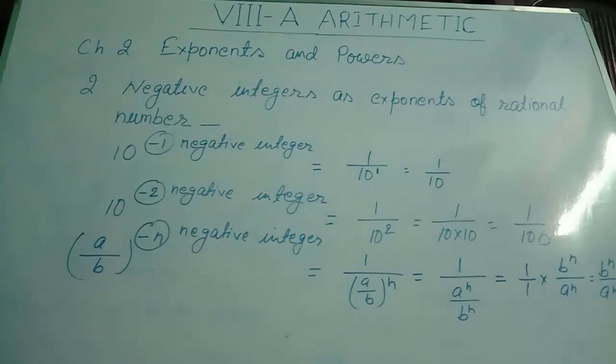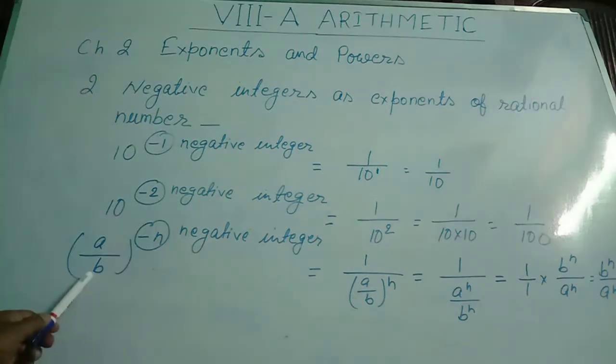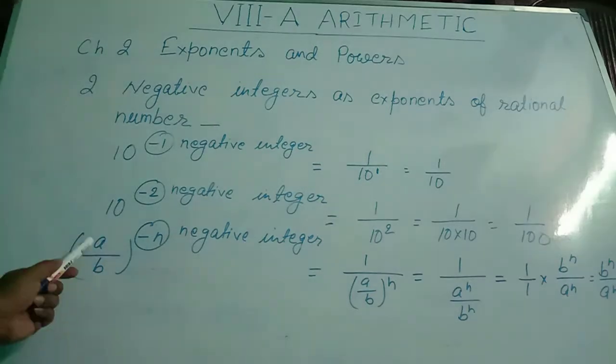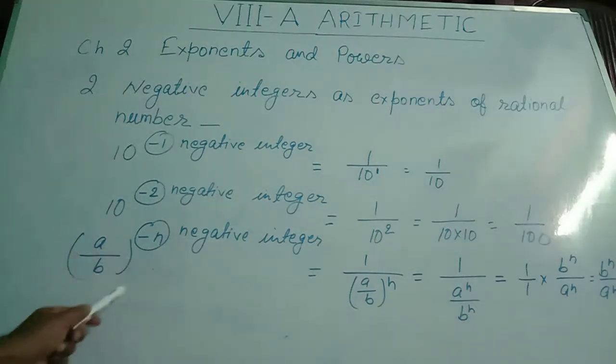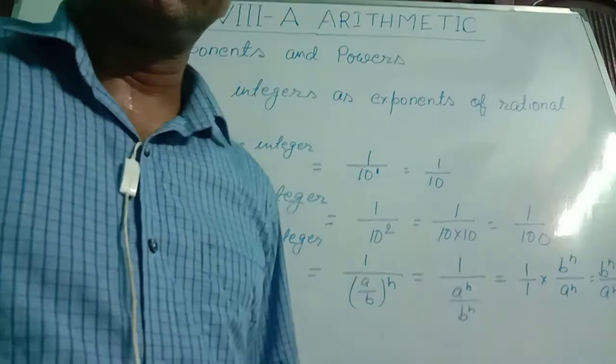So in this, what are you saying? This is the negative integer of the rational number a by b. To change that into positive integer, we write the reciprocal of this number or the rational number that I have done here.